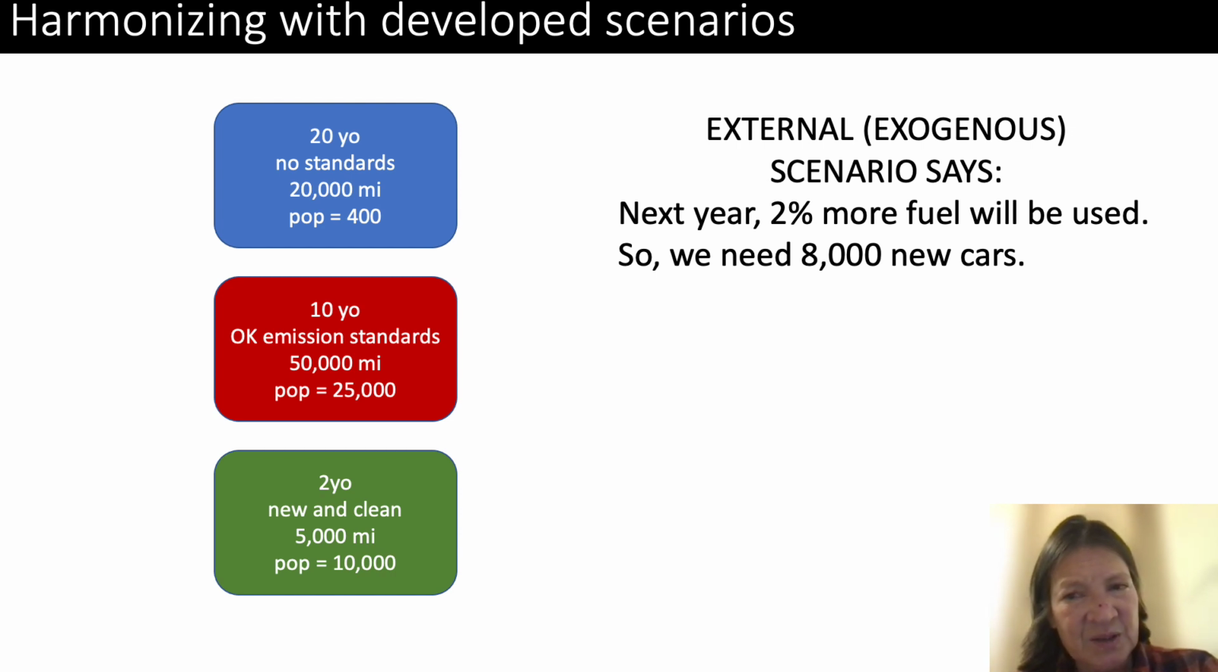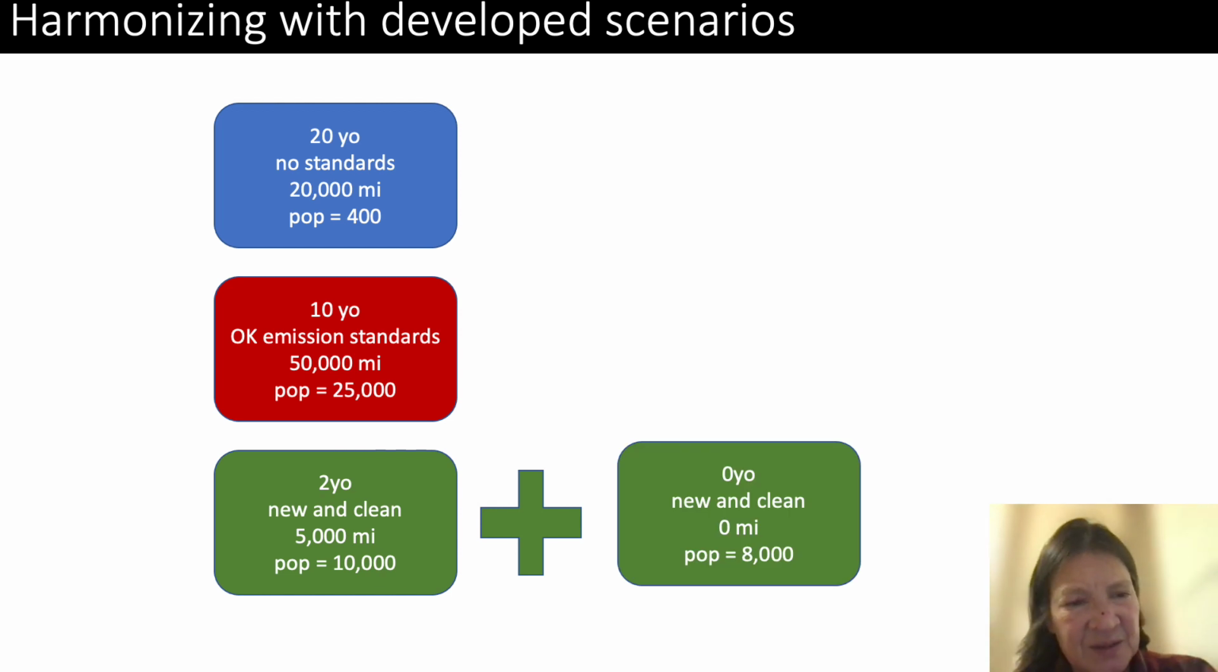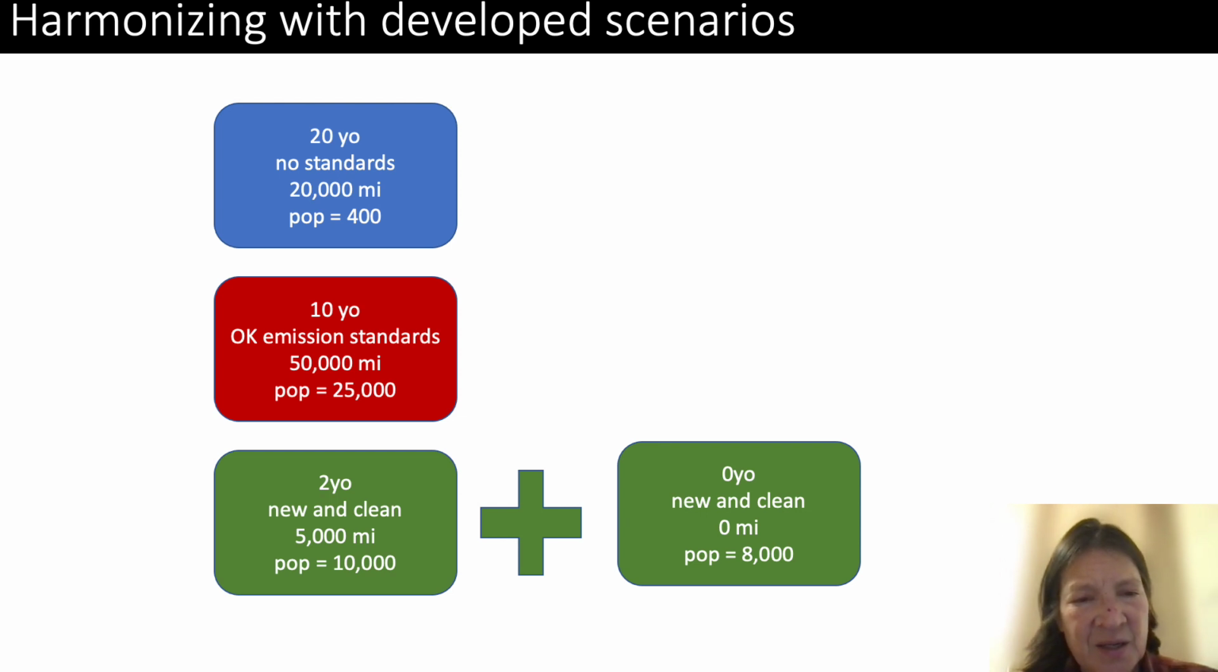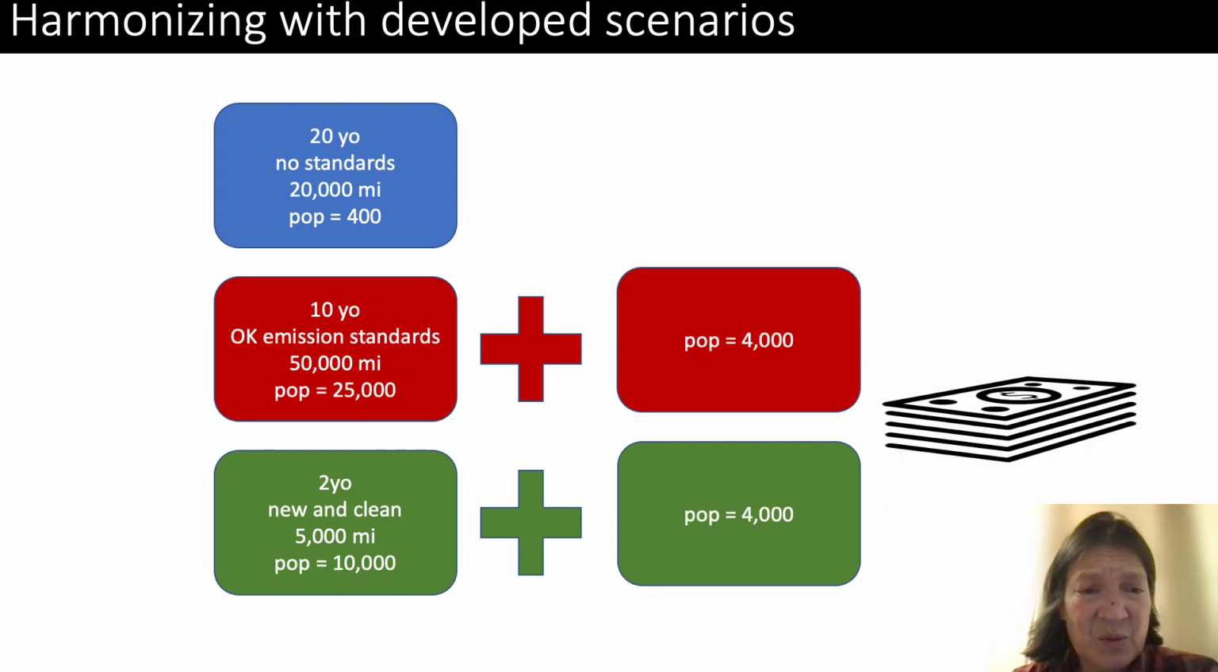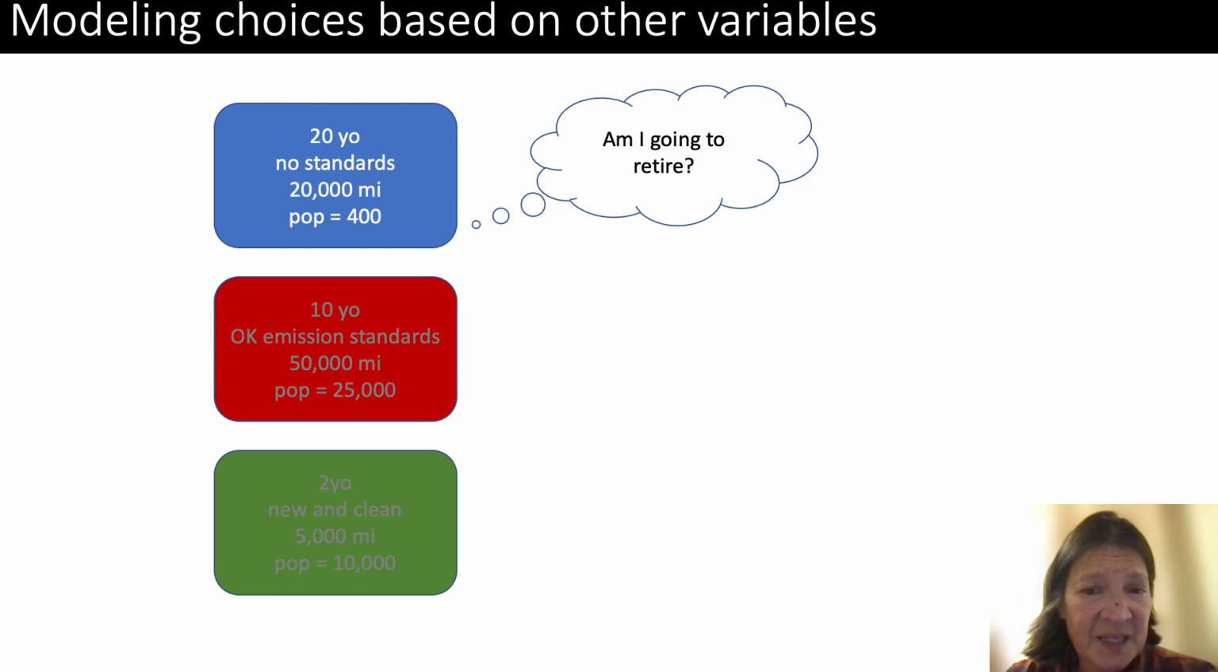Which bucket are those cars going to go into? Well, they're going to go into the new and clean category because that's what's being sold now. So you might add 8,000 to that bucket with a different age. But that also depends which cars are chosen. So if people have a lot of money, then they're likely to choose those new and clean cars. But in a situation where people have less money or a country where standards are not as tightly enforced, you might get some new ones and some older ones on the road. So you can model the choices that are made based on other variables, in addition to making the choice of which cars will be put on the road.